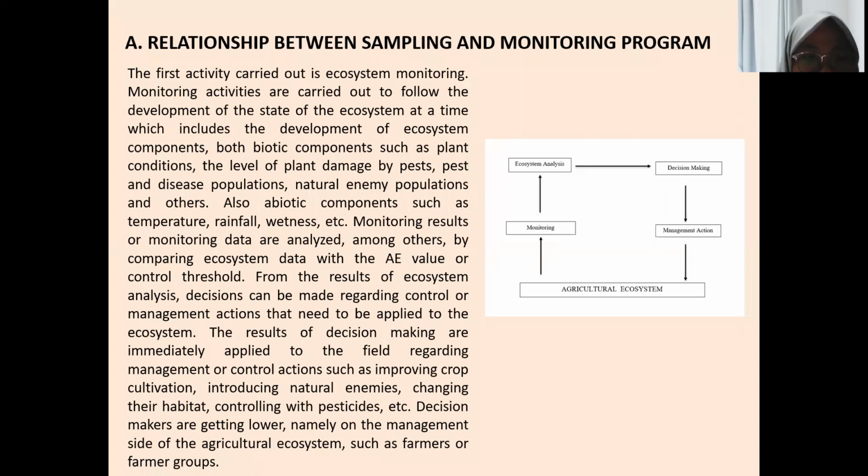Monitoring results or monitoring data are analyzed, among others, by comparing ecosystem data with the economic threshold or control threshold. From the result of ecosystem analysis, the decision can be made regarding control or management action that needs to be applied to the ecosystem. The result of decision making is immediately applied to the field regarding management or control actions such as improving crop cultivation, introducing natural enemies, changing their habitat, controlling with pesticide. Decision makers are at the lowest level, namely on the management side of the agriculture ecosystem, such as farmers or farmer groups.